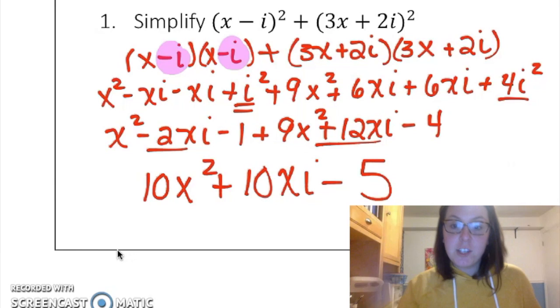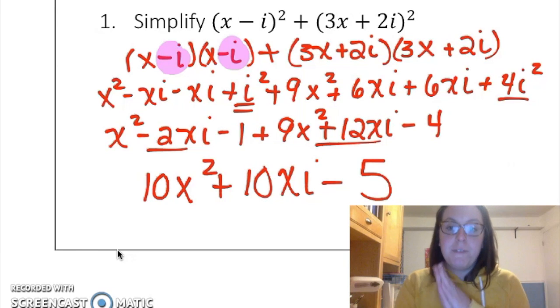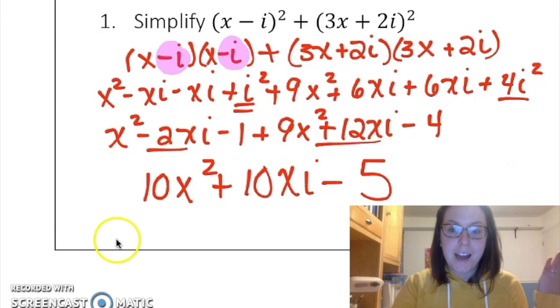All right, that is your crash course on imaginary numbers, operations, and powers. If you have questions, send them to me. Otherwise, good luck studying.